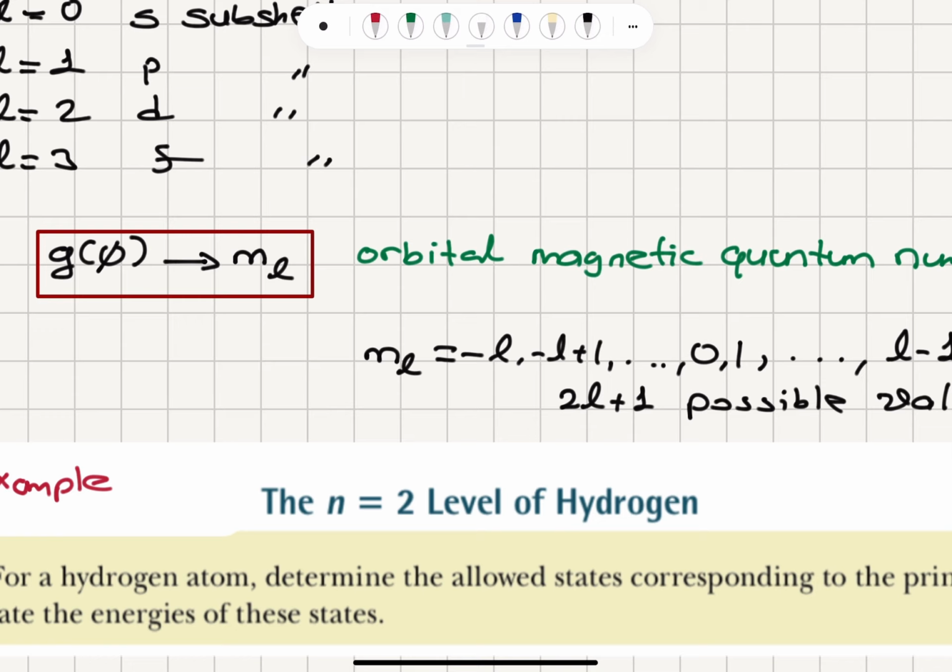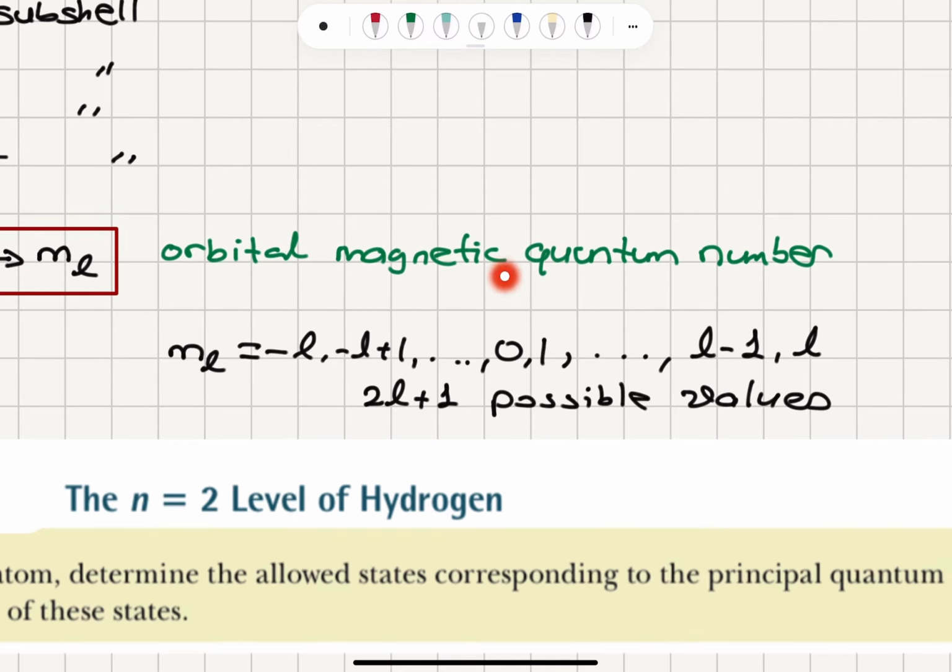The polar solution, g of phi, gives us another quantum number, which is m sub l. It's called the orbital magnetic quantum number. It can take values between minus l, minus l plus 1, 0, 1, all the way up to l minus 1 and l.